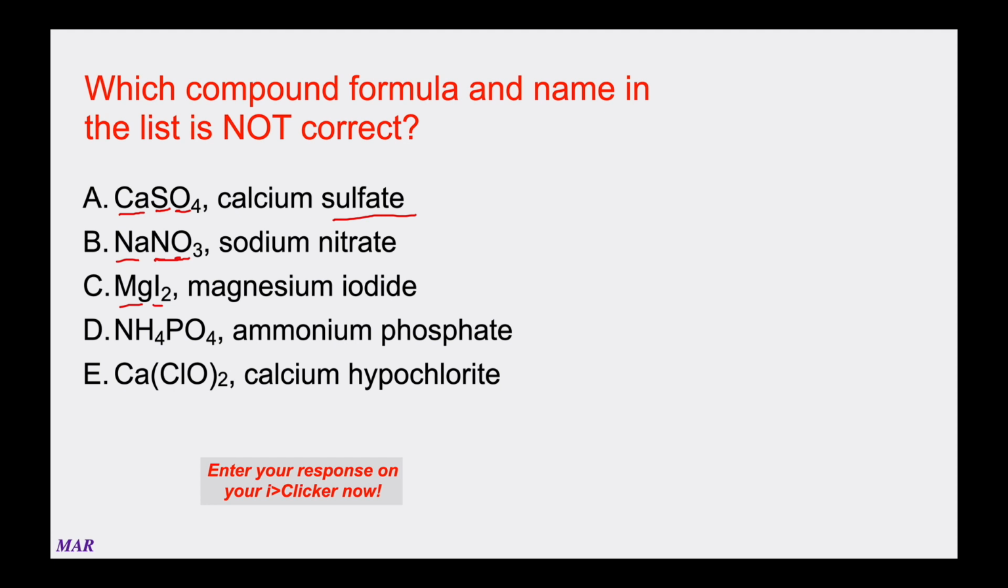Two types of atoms. Does this have a polyatomic? No. You only have 2 types of atoms, magnesium and iodine. So this does not have a polyatomic. This is a regular kind of compound.